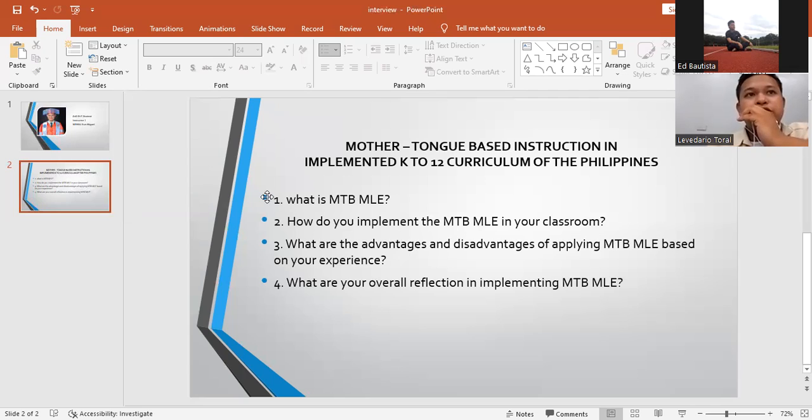And for your last question, sir, what is my overall reflection in implementing MTB MLE? Overall, I think MTB MLE is a good program, but there are things that we need to change. For example, teachers, parents, and other stakeholders should be involved and consulted in making learning materials. Moreover, the actual local dialect spoken in a certain locality should be used to avoid confusion. If the learners are diverse, the teacher must identify one dialect that all of them can understand. So I guess that would be my answer to all your questions, sir.